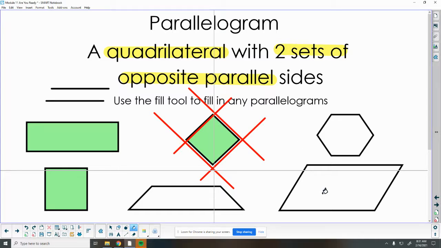Okay, and our last one here is this parallelogram, the left and the right. Even though they're slanted, they go at the same angle, and the top and the bottom are also parallel. So here are 4 examples of a parallelogram.